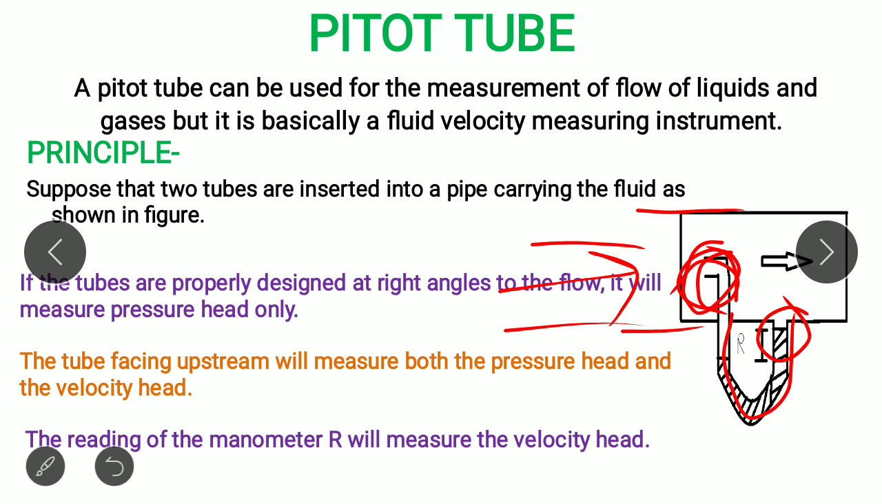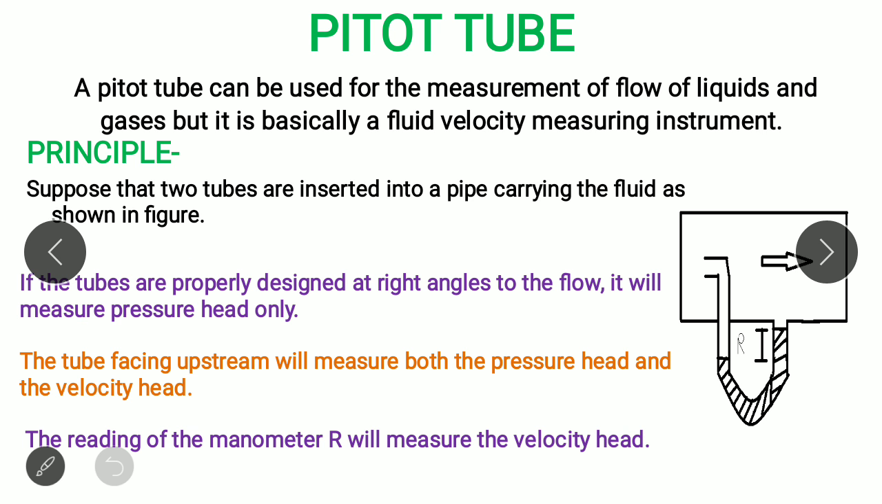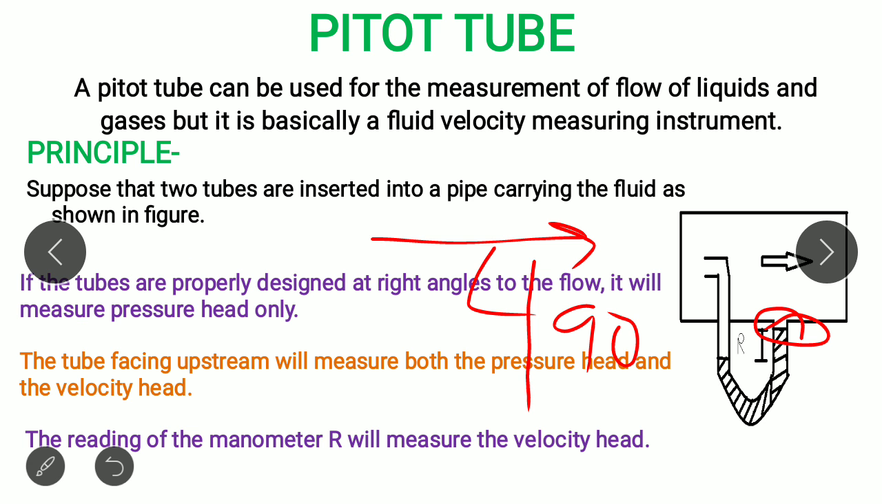The one end is inside, more appropriately in the center of flow of fluid, and the second portion is attached to the downstream of it, right? So if the tubes are properly designed at the right angle to the flow, it will measure the pressure head only. This portion is attached at right angle to the flow. The direction of flow is this side and it is attached this side, so this is at 90 degree, right? This one is downstream, this one is upstream.